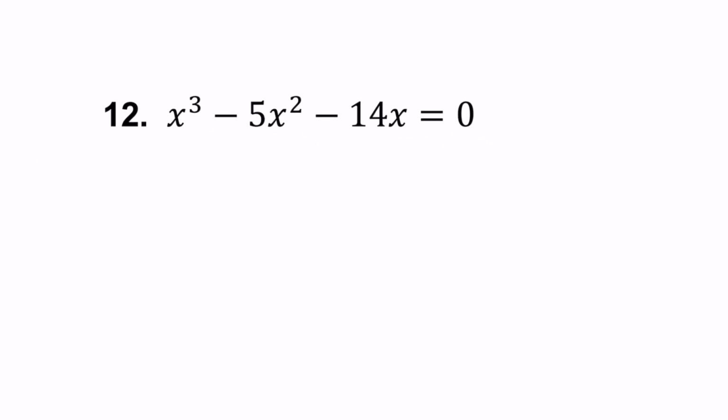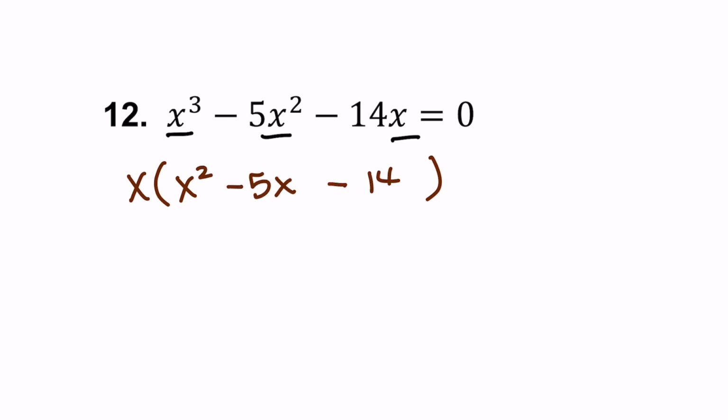Now number 12, I'm looking and I'm seeing an x in each piece. So that is what I'm going to pull out. I'm going to divide an x out. I have x squared minus 5x minus 14. First we learn to add, then we learn to multiply. We're looking for two things that multiply to negative 14. And that would be 1 and 14, or 2 and 7. I'm trying to add them to equal a negative 5.